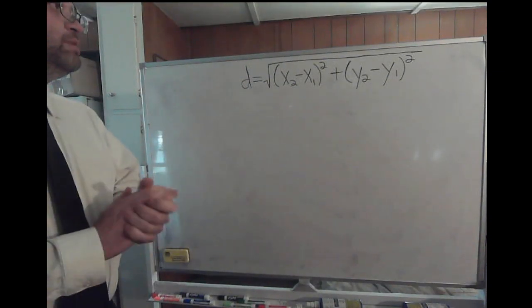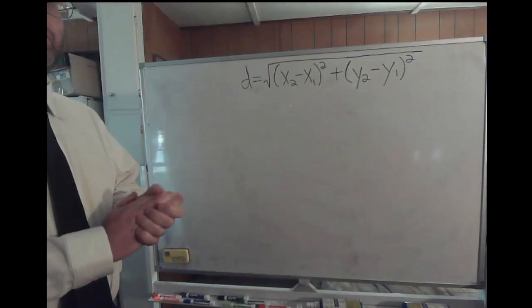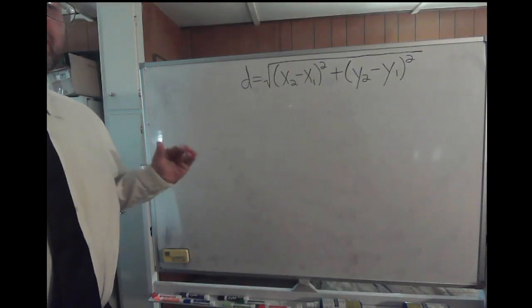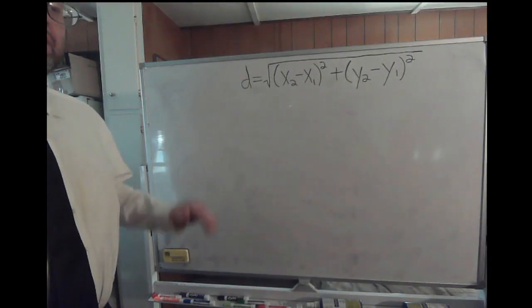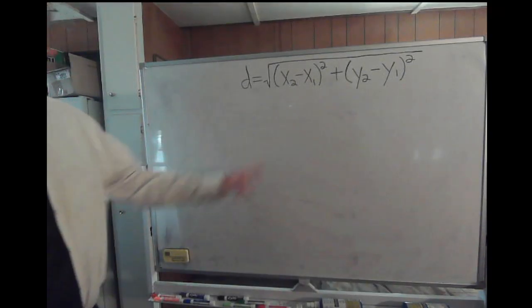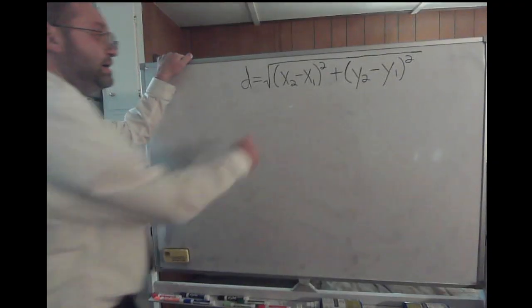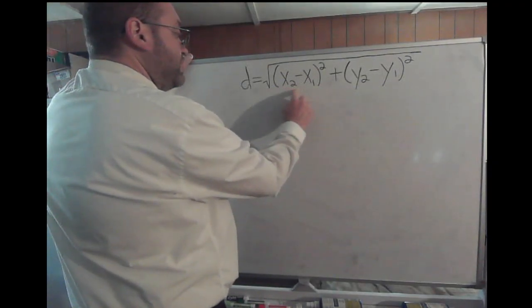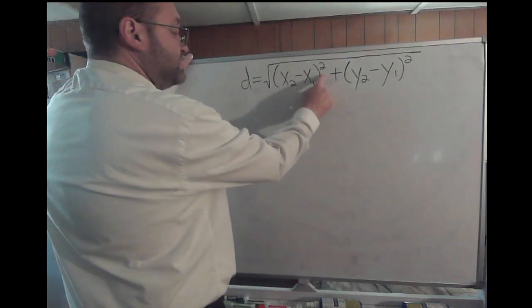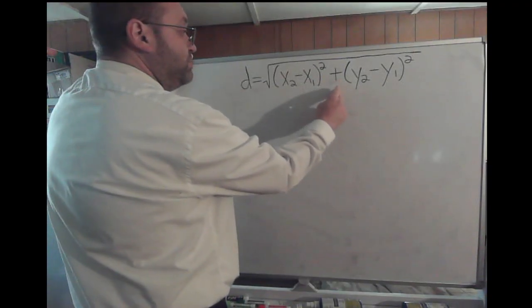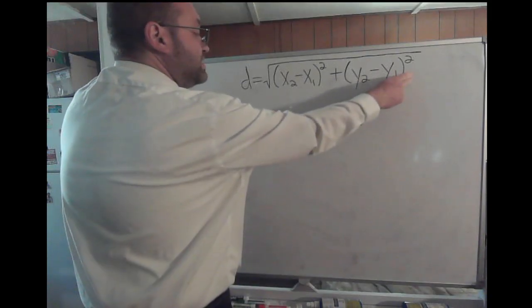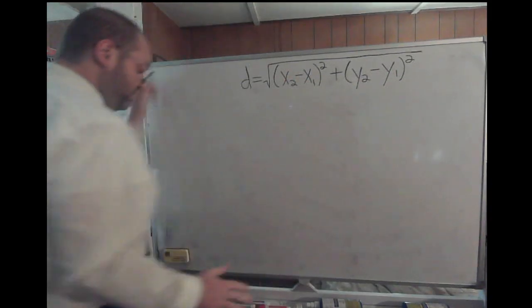So today we are going to talk about the distance formula. So the distance formula is if you're given two coordinates on the coordinate plane, you can find the distance between them. You take the square root of the second x coordinate minus the first x coordinate to the second power, then you add it to the second y coordinate minus the first y coordinate to the second power. Take the square root of all of that.